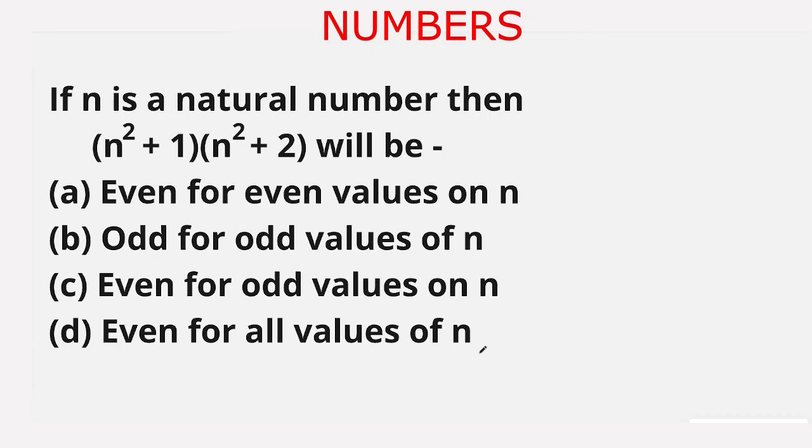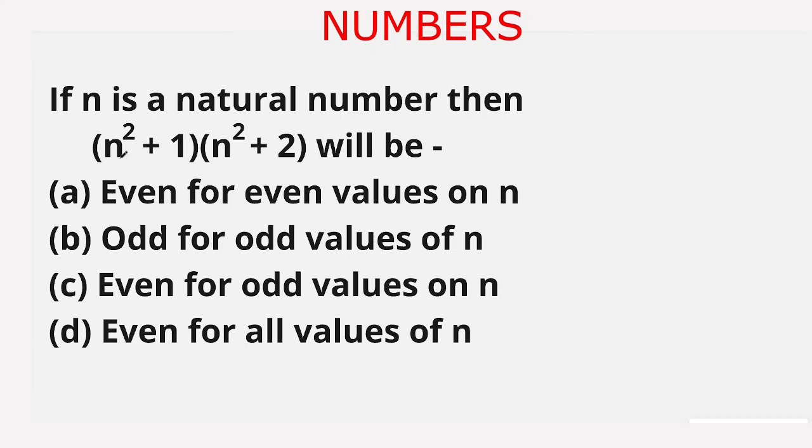Now we solve this question like this. The first parenthesis has n square plus 1, and the second parenthesis has n square plus 2. If n square is odd, then any odd number plus 1 will become an even number. So n square plus 1 will be even, and any number multiplied by an even number becomes even.